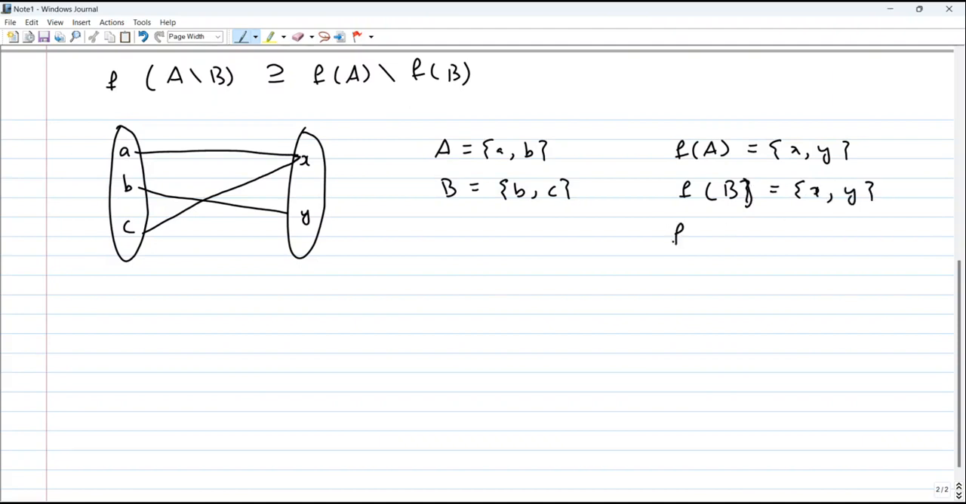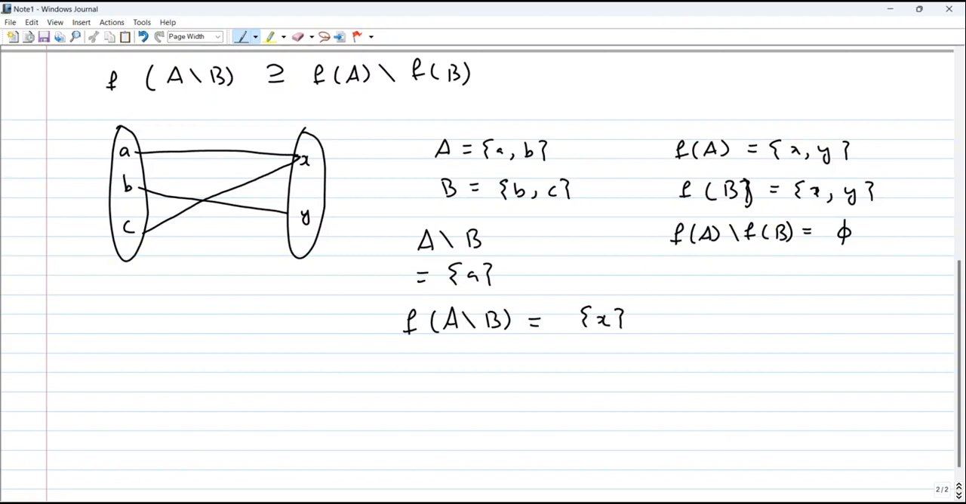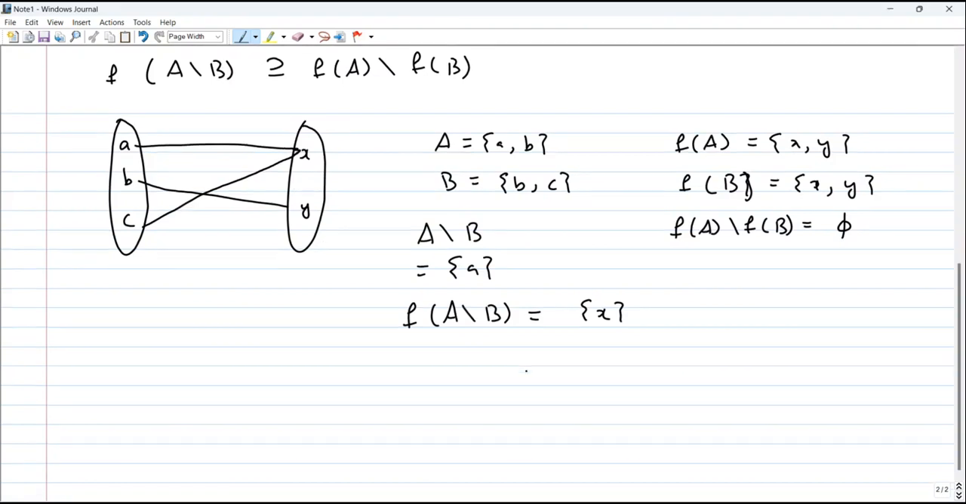So therefore, f of A take away f of B is the empty set because you are removing all the elements. However, A take away B, because the only element in A that's also in B is B, so we just have to remove that. That's just A. So therefore, f of A take away B is just the one element set X. So these two are not the same. So there's a counterexample.